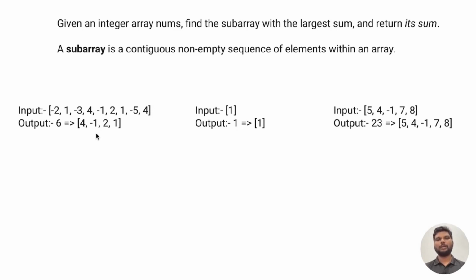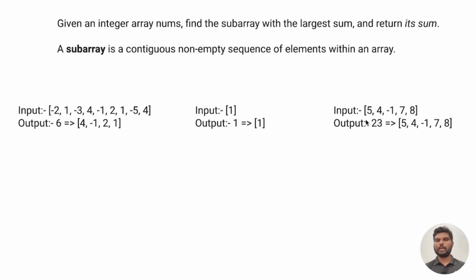So we need to find a subarray which gives us the maximum sum, and we need to return that sum. In this example, the subarray 4, -1, 2, 1 gives us the maximum sum, which is 6. You try any other subarray in this array, it will not give you more than 6. Similarly, let's take an example of this array. The array given to us has only one element, which is 1, and obviously that will be the maximum subarray sum in this array.